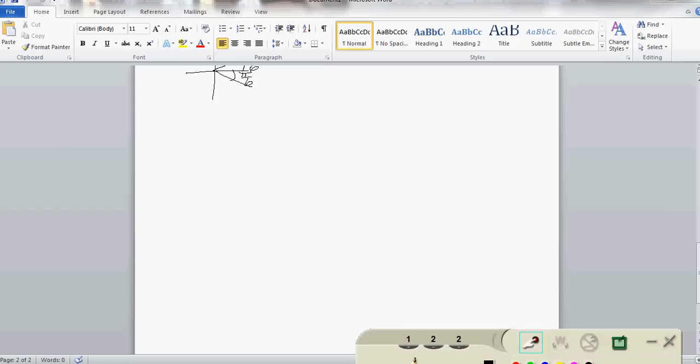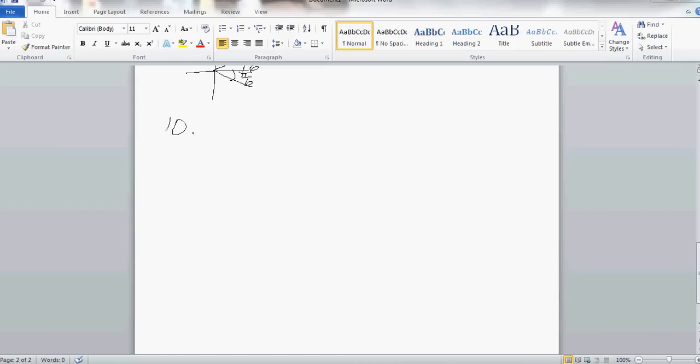Example number 10 is the arc sine of the sine of 7 pi over 6. So once again, we need to draw the 7 pi over 6, which puts us down here. Reference angle is pi over 6. And the sine of this would be negative.